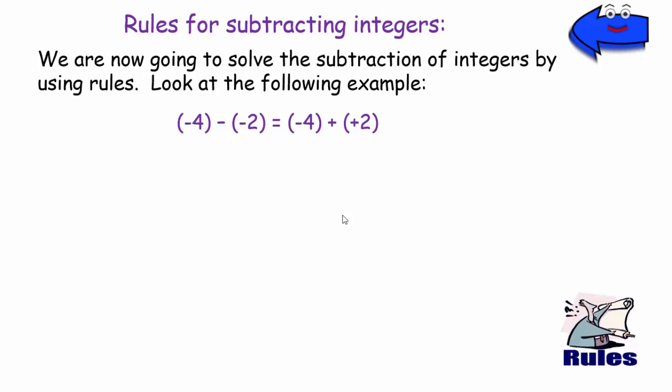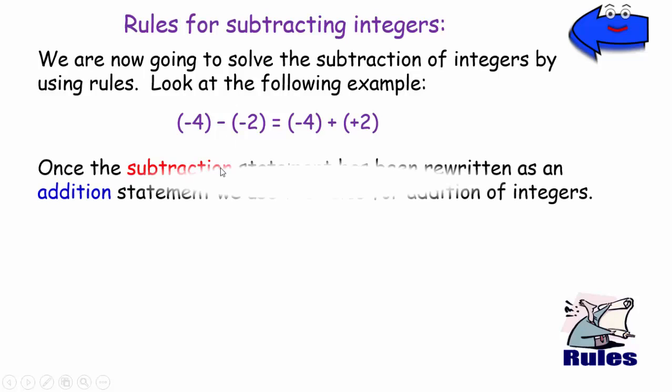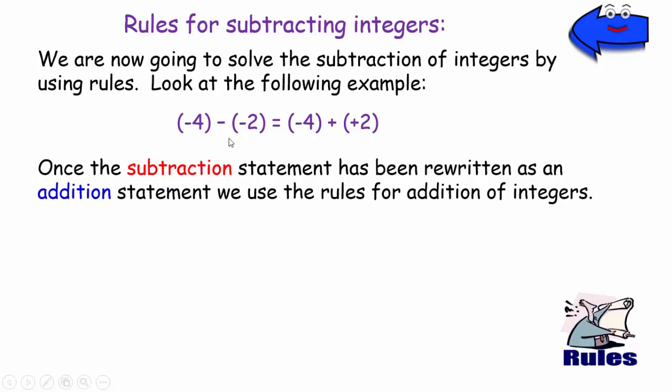Rules for subtracting integers. We're going to solve the subtraction of integers using rules. Let's look at the following examples. So the first step is to always take the subtraction statement you're given and rewrite it as an addition statement. So minus a negative, change your subtraction to addition, change the sign of the number being subtracted. The first number always just stays the same. Subtraction changes to addition, and the sign of the number being subtracted must change. Once the subtraction statement has been rewritten as an addition statement, we use the rules for addition of integers.